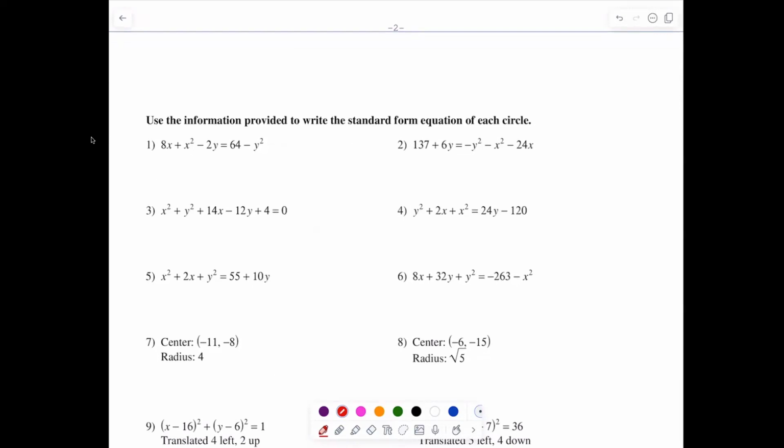Now, again, I'm getting a little carried away here on this second worksheet because I know how important this section is. It's always on the SATs. It's always on the ACTs. So again, you have lots of practice.